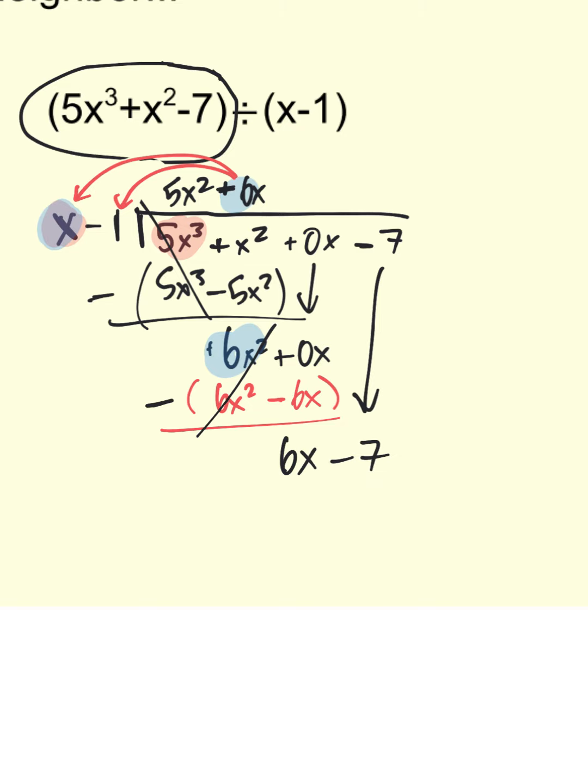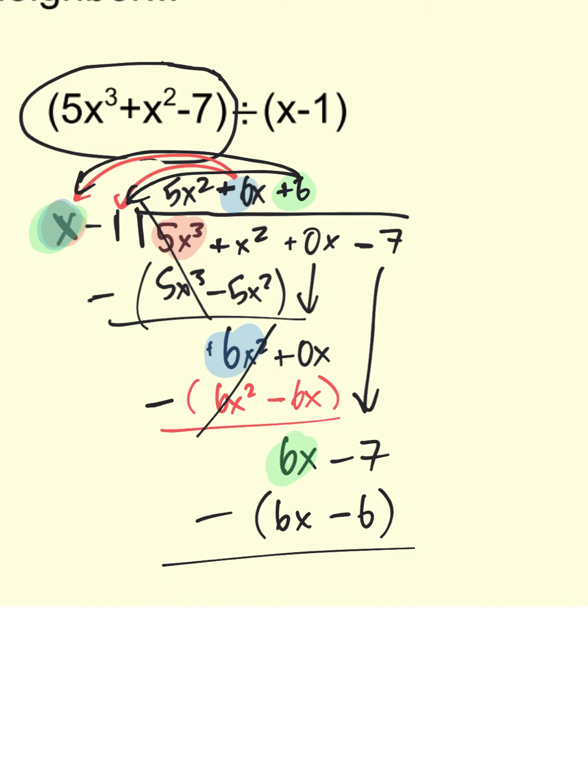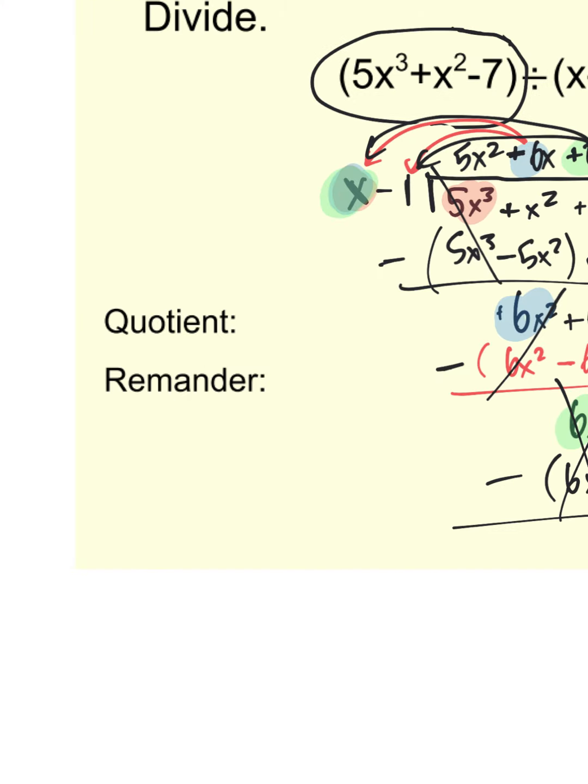So, what times x gives me a 6x? I think it's going to be a positive 6. Okay, so then 6 times x and 6 times negative 1 gives me a 6x minus 6. And then I subtract. I end up getting a 0 minus 1. So I end up having a remainder of 1, or negative 1 rather, for this problem. So then my quotient will be what's on the top there. So my quotient is going to be 5x squared plus 6x plus 6. And my remainder is going to be negative 1.